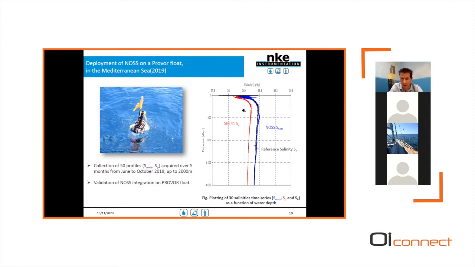On the graph here we have the practical salinity plotted in a red line. We plot the salinity of the NOSE in the blue line and the reference salinity in a black line. So we have 30 profiles represented on this graph, between 0 and 1,600 decibars.